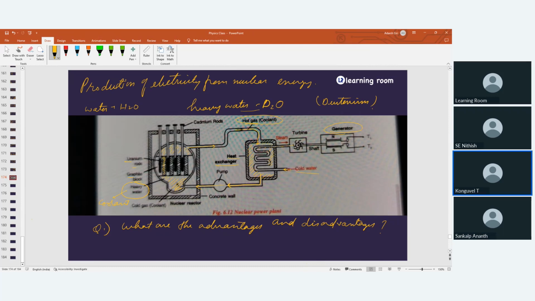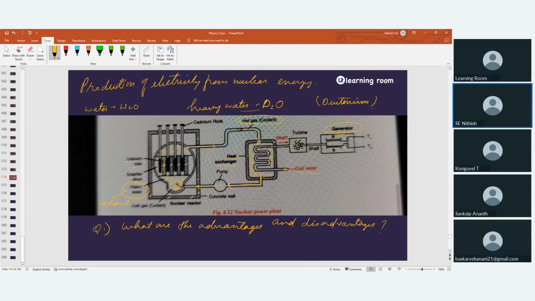Sir, your voice is lagging a lot. Your voice is breaking a lot. One minute. What's the purpose of the cadmium rods? They're just like the holding stick. That means you can use any stick, right? Any rod, right? I mean, it'll burn, right? It has certain boiling points, then you can use an iron rod.